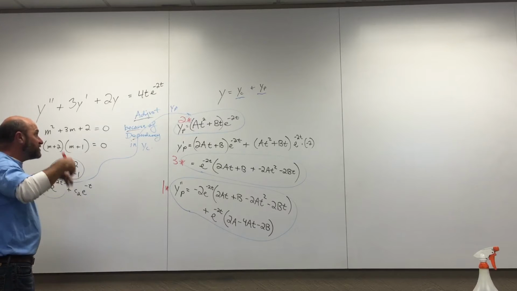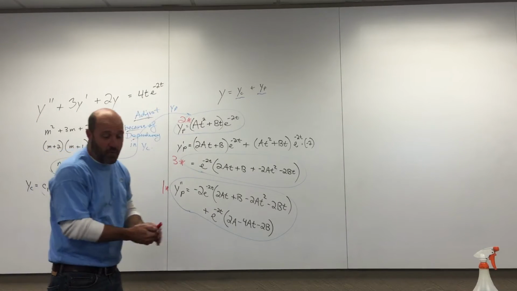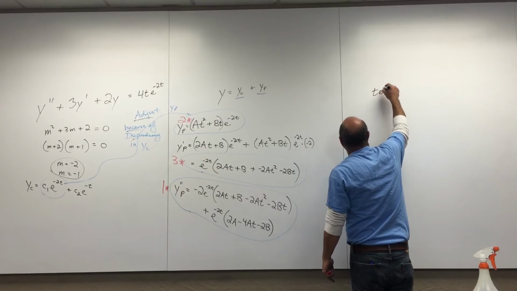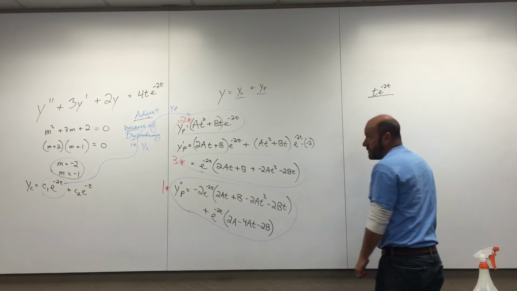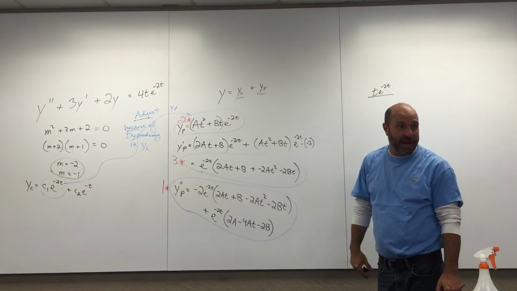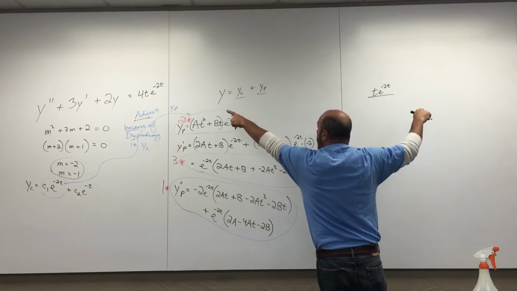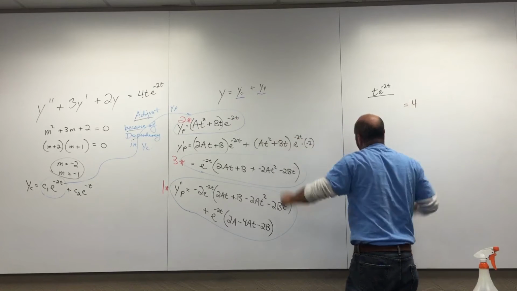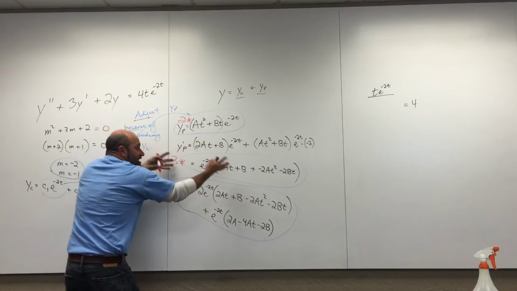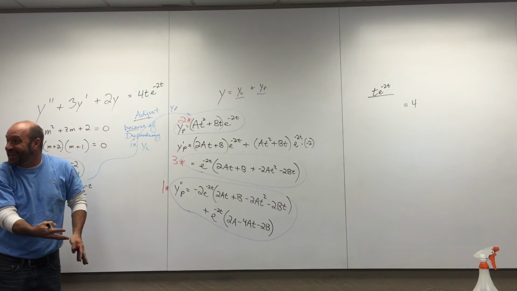Now, what kind of terms do you have over on the right-hand side? I would call those t e to the negative 2t's. That's the type of term they are over on the right-hand side. So how many of those do you have? 4. You got 4 of them. On the left-hand side, you got this plus this plus this. Right, you guys? So let's find all those t e to the negative 2t's.